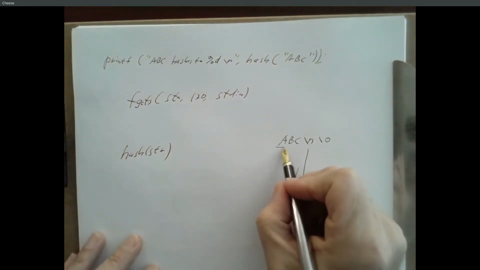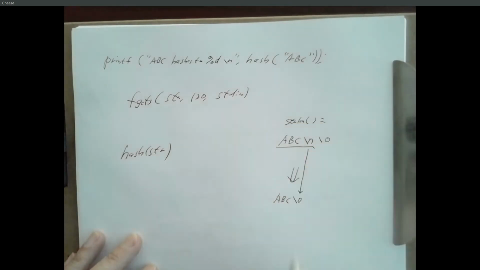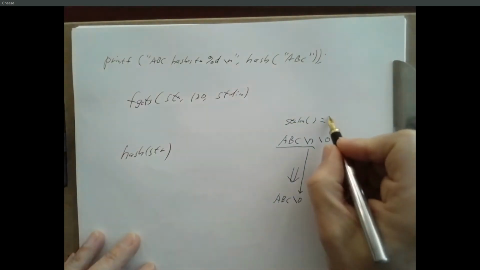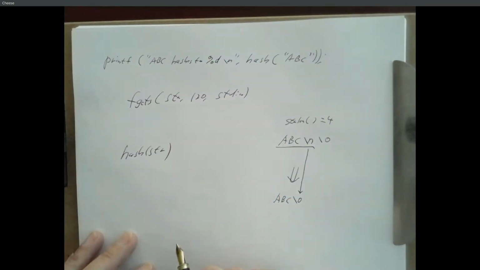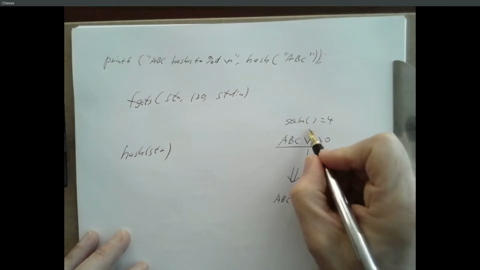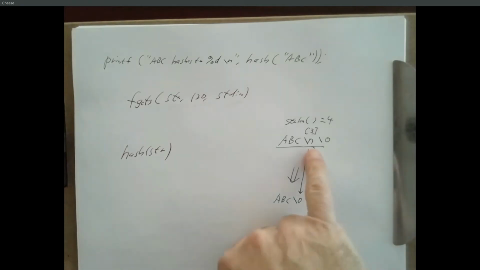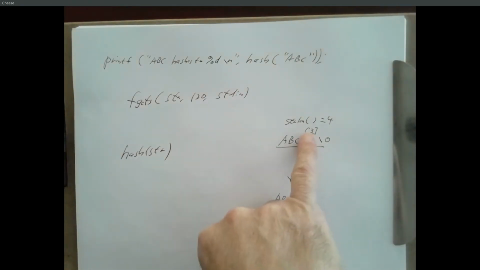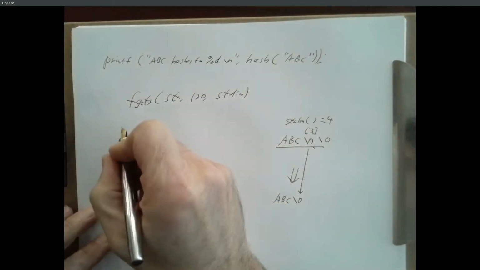So ABC new line, what's the string length of that? 4. That's 4, right? String length does not count the null terminator. 1, 2, 3, 4 characters. What's the index in this string of the new line? The index is actually 3. And if you do a few test cases, you'll find the index of the new line is always 1 less than the string length. So we can do something like this.